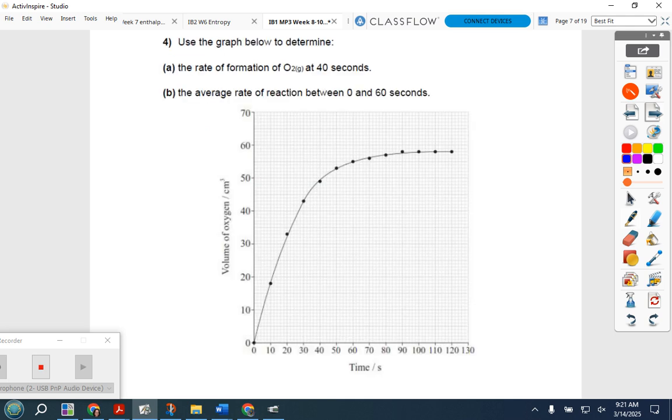All right, so question 4. I'm going to throw some rulers out here and you guys can share them. Your task is to determine 2 things. So you're going to make 2 calculations. The instantaneous rate at 40 seconds, and then the average rate between 0 and 60.